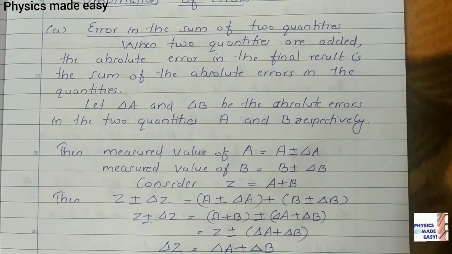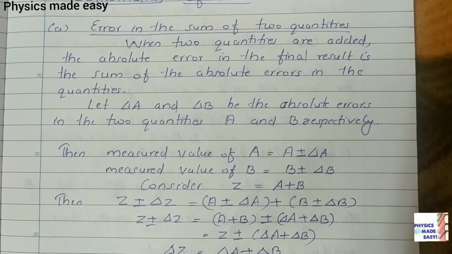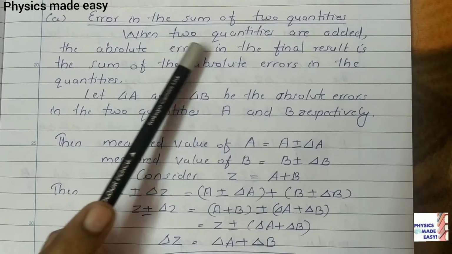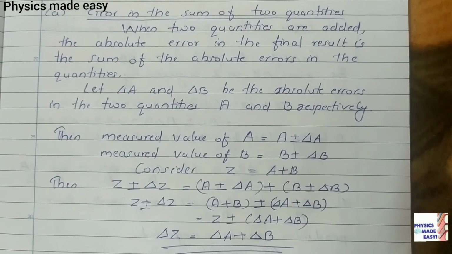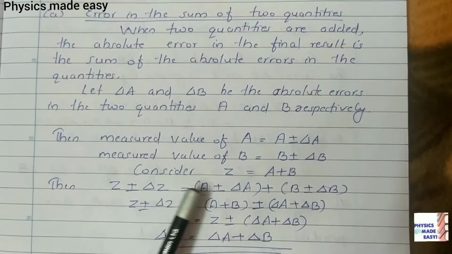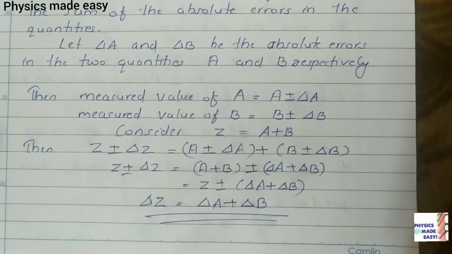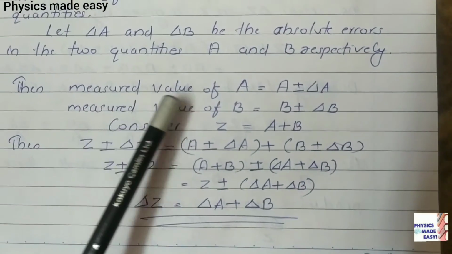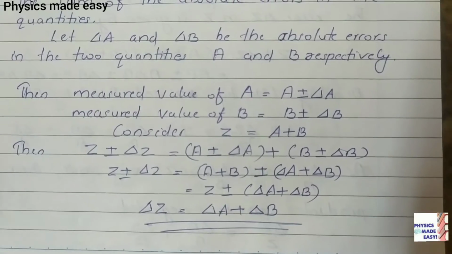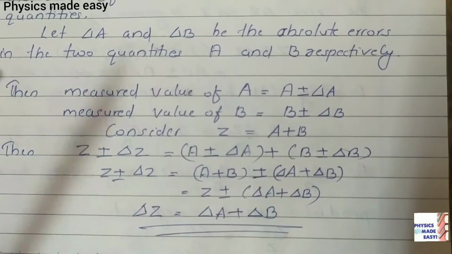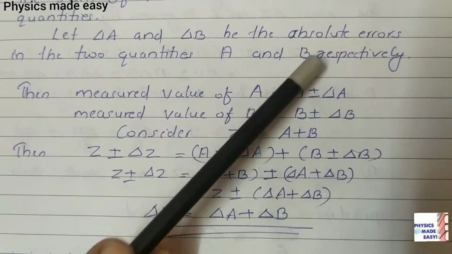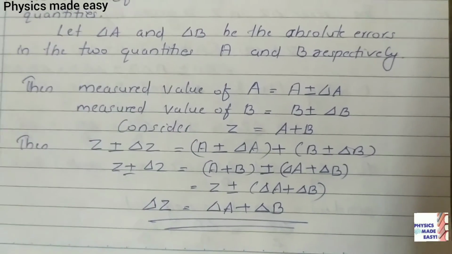Hello students, today's topic is combination of errors. Error in the sum of two quantities. Now we have to consider z equal to a plus b. Then the measured value of a we can write as a plus or minus delta a. Delta a is the absolute error in a.